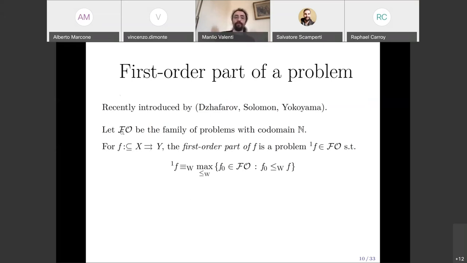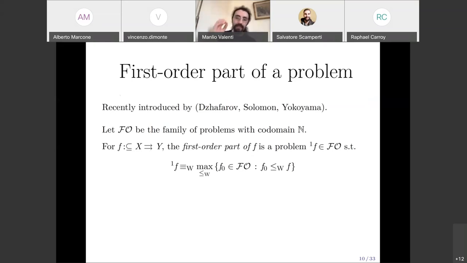For any computational problem, for any multivalued function F, we define the first order part of F as a specific problem. So this is a particular function. There's a formal definition, which I refrain from giving you just because it's a bit technical and it would take a bit of time to go through it.